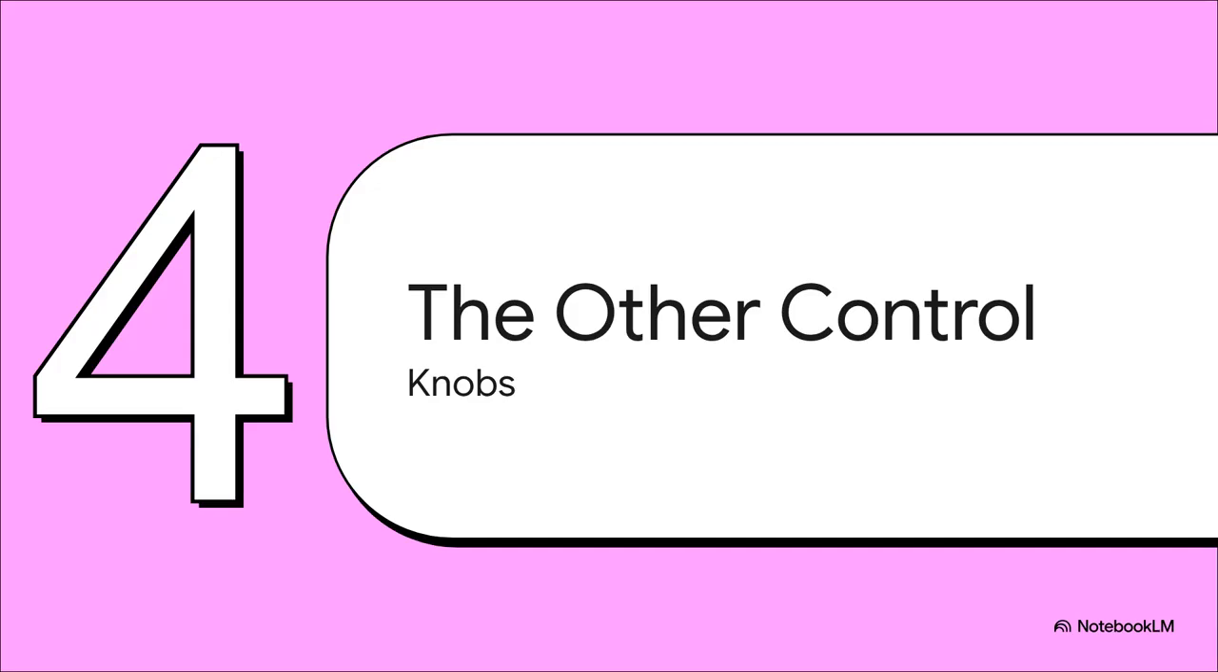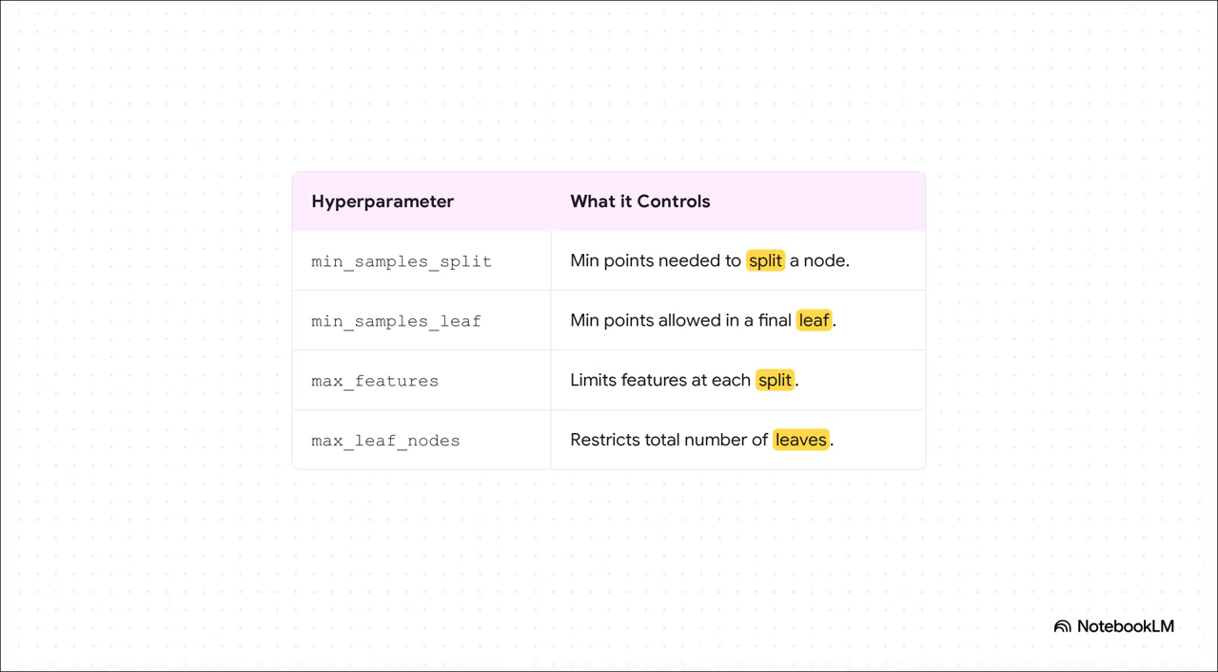Now, max depth is a huge one, probably our main go-to control knob. But it is definitely not the only tool we have. Think of it like a whole dashboard full of dials we can tweak to get the model's behavior just right and stop it from going off the rails. So, what else have we got? Well, there's one called min samples split. This one basically tells the tree, hey, don't even bother trying to split a group of data unless it has at least 10 data points in it. Or another one, min samples leaf, which makes sure every final answer, every leaf on the tree, is based on a decent number of examples. See? They're all just sensible rules to keep the tree from getting too carried away.